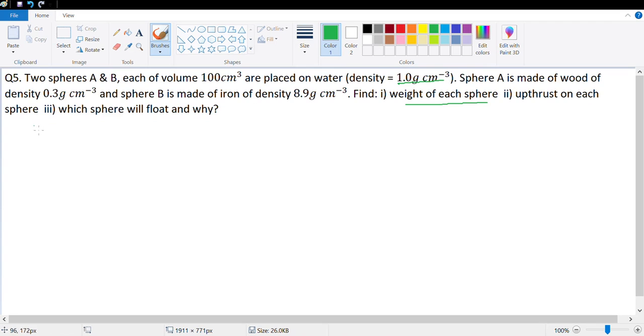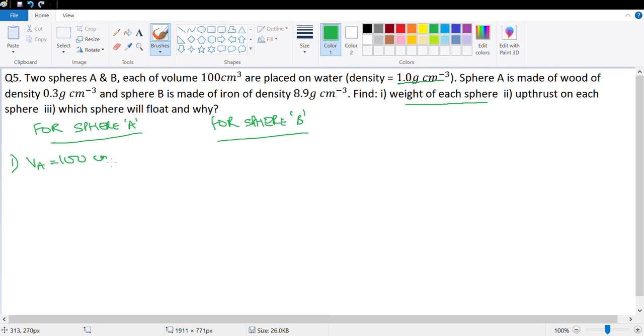So for sphere A and for sphere B, point number 1, volume of A is 100 centimeter cube. Volume of B is also 100 centimeter cube. Next, density of A is given equal to 0.3 gram per centimeter cube, and density of B is given as 8.9 gram per centimeter cube.